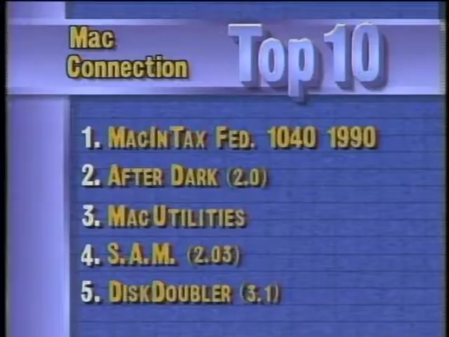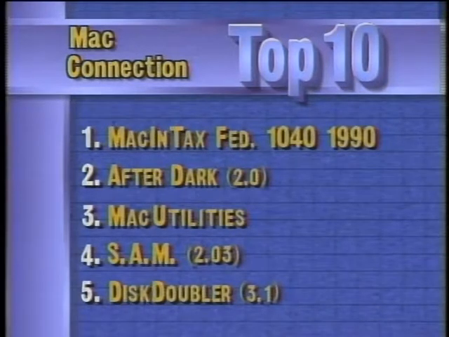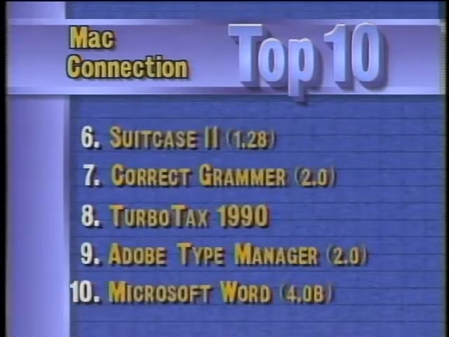Taking a look at this week's top 10 software titles for the Macintosh, Mac Connection reports that Macintac's Federal 1040 is in the number one position, with After Dark coming in second. Third is Mac Utilities, followed by SAM and Disk Doubler. Rounding out the top 10 titles are Suitcase 2, Correct Grammar, TurboTax 1990, Adobe Type Manager, and Microsoft Word.